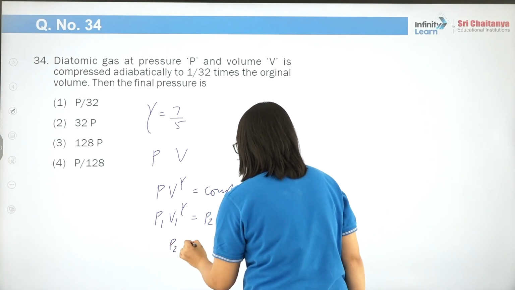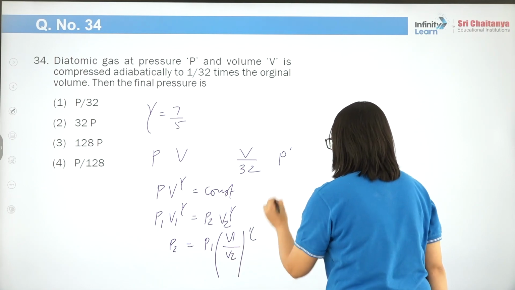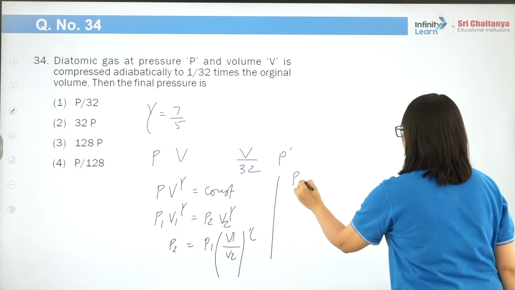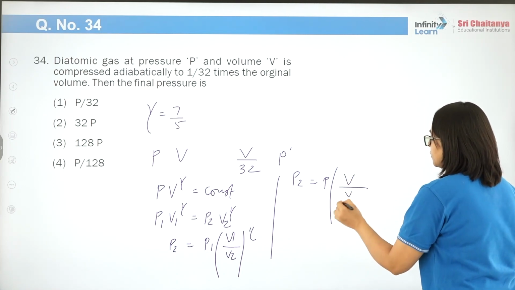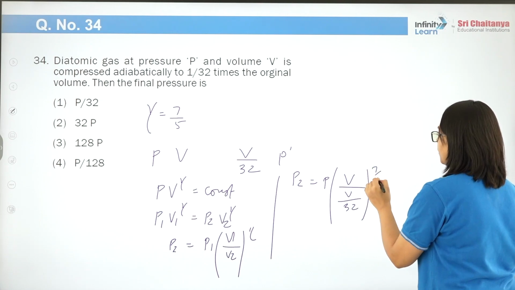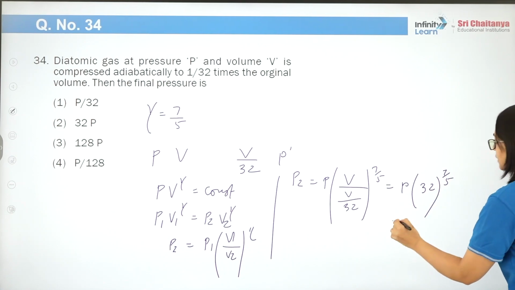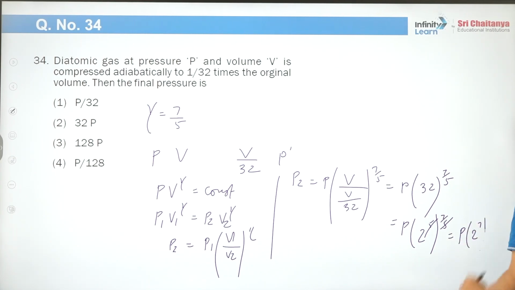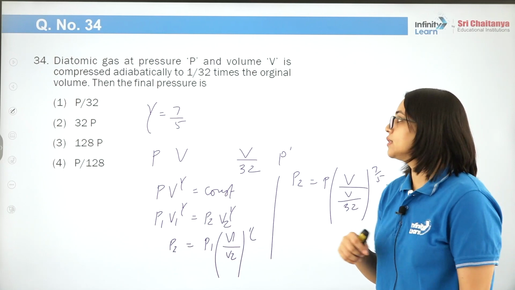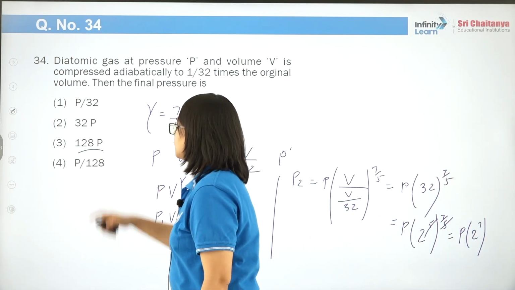So, over here P2 will be P1 into (V1 upon V2) to the power gamma. So, P2 is, P1 is P, V1 is V and V2 is V upon 32, to the power 7 by 5, which is P times 32 to the power 7 by 5, which is equal to P times 2 to the power 5, to the power 7 by 5. 5 cancel. So, we have P into 2 to the power 7, 2 to the power 7 is 128. So, over here final pressure will be 128 times the previous pressure, which is option 3.